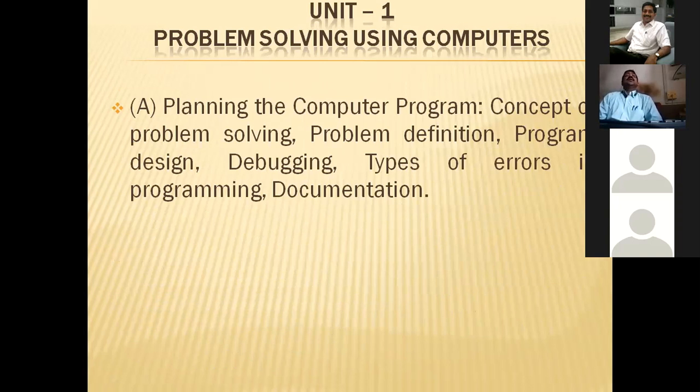So in this first part of this unit, that is part A, planning the computer program, the topics are the concept of problem solving, problem definition, program design, debugging, types of errors in programming, and documentation. Okay, so these are the points in our first unit, part A. Let us start with the first concept.